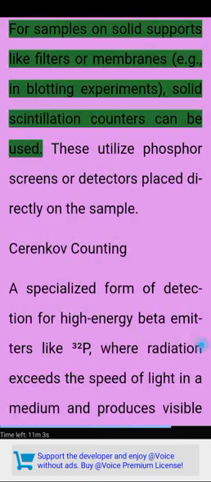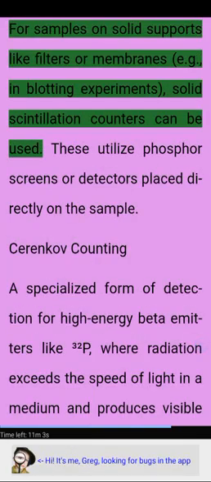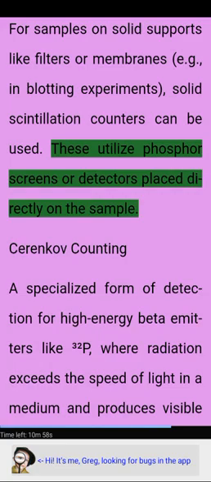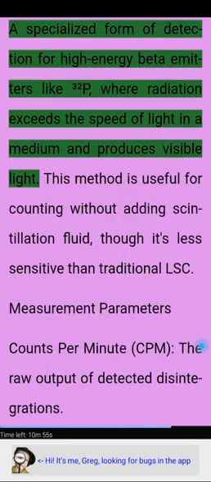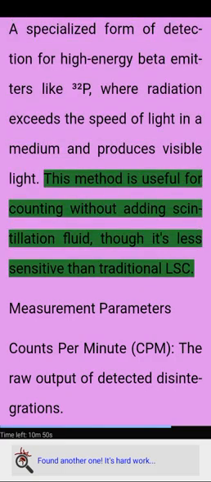Solid scintillation counting, dry counting. For samples on solid supports like filters or membranes, e.g., in blotting experiments, solid scintillation counters can be used. These utilize phosphor screens or detectors placed directly on the sample. Cherenkov counting. A specialized form of detection for high energy beta emitters like ³²P, where radiation exceeds the speed of light in a medium and produces visible light. This method is useful for counting without adding scintillation fluid, though it's less sensitive than traditional LSC.